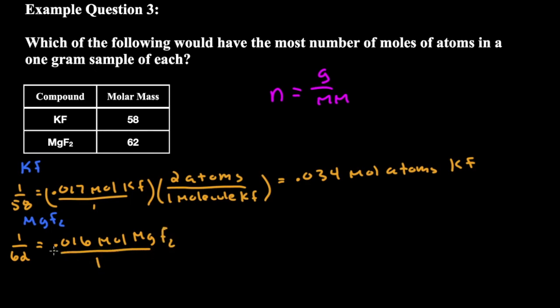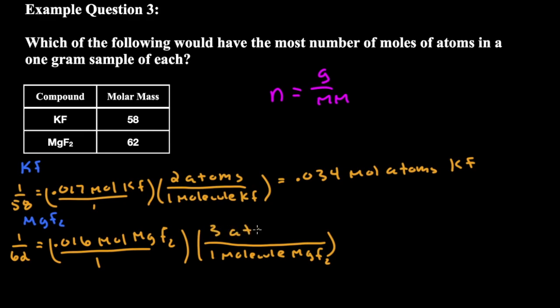And so what we'll do now is we'll do a dimensional analysis just like before, and we're going to say that for every 1 molecule of MgF2, that's going to be 3 atoms because we're going to have 2 atoms of F and 1 atom of Mg. So when we do this, we're going to get that we have 0.048 moles of atoms of MgF2. And because this one right here is going to be more, that means that the answer is going to be MgF2.